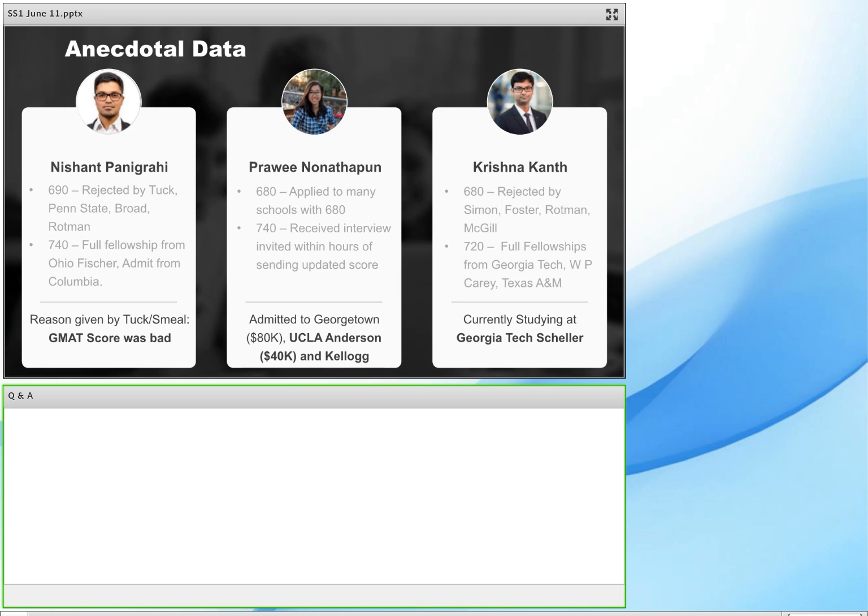KK, or Krishnakant, was rejected by 15 schools, not 5, not 10, but 15, when he scored a 680. Four of the same 15 schools admitted him with a full scholarship when he scored a 720. Again, you can see the power of that high GMAT score right there.